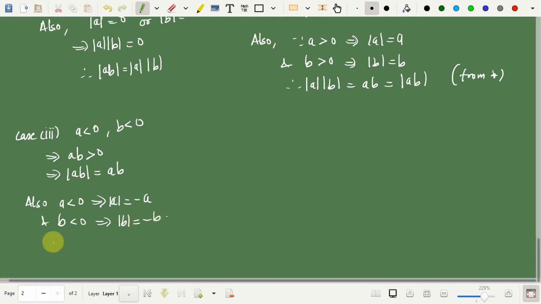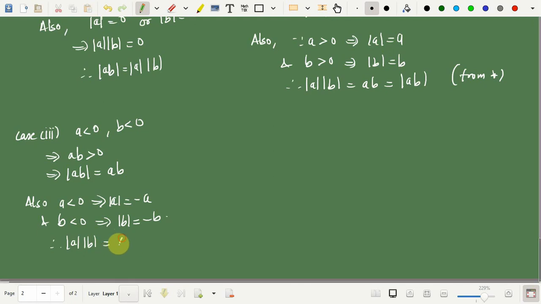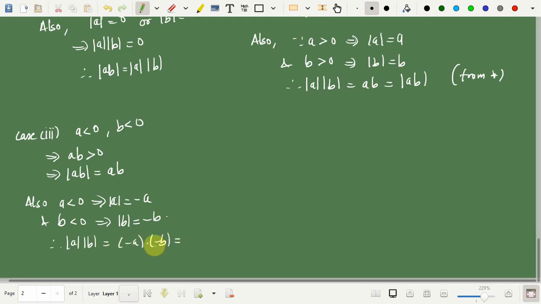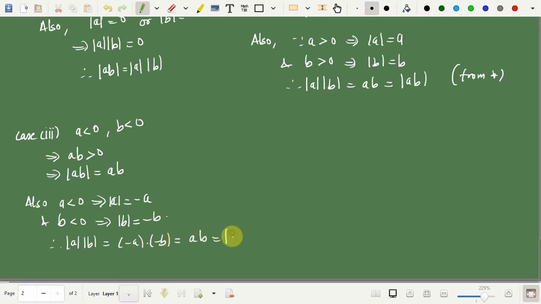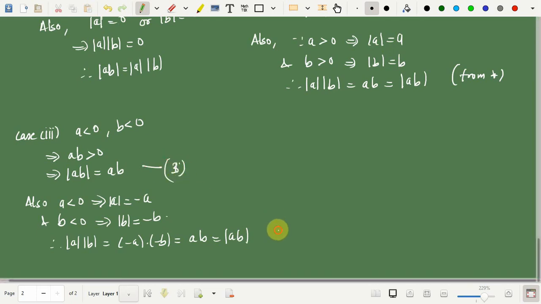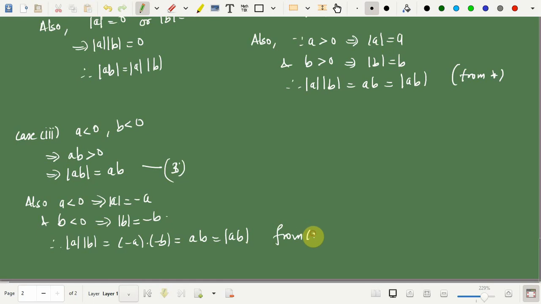And so therefore the product mod of a into mod of b would be the same as minus a into minus b, which, minus into minus will become plus, would be the same as a into b, and therefore that is the same as mod of ab. I would call this 3, from this 3.